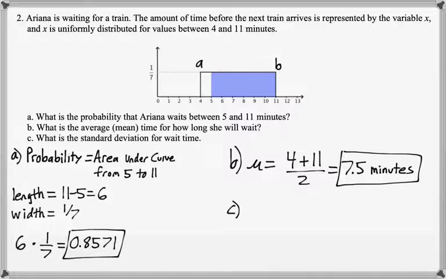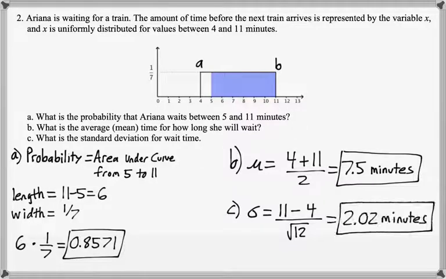The standard deviation is equal to (11 minus 4) over the square root of 12, and that's 2.02 minutes.